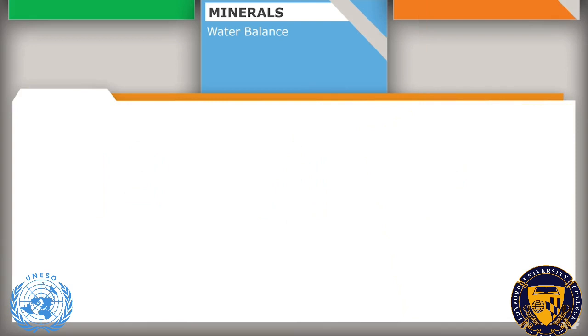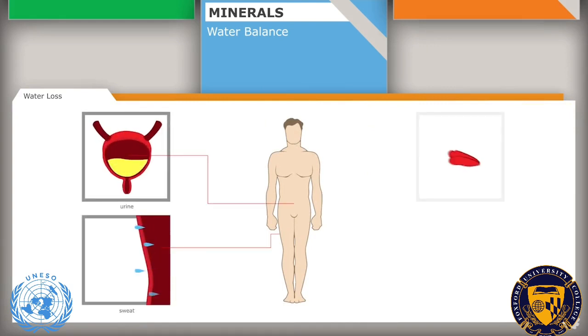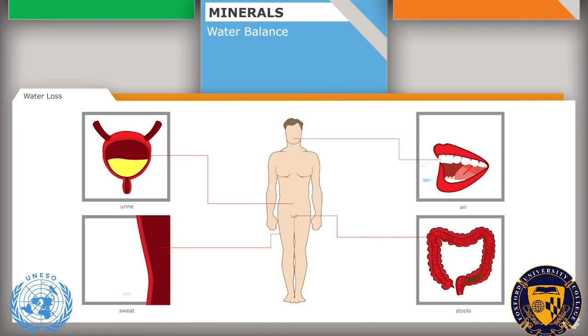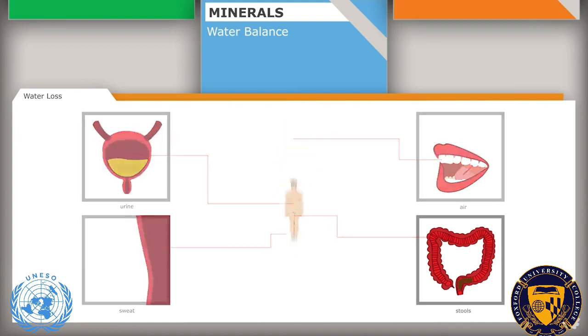Water loss. Our bodies lose water mainly via 4 routes: urine, sweat, exhaled air, and stools. The loss of water through each of these routes can vary a lot depending on the circumstances. Excess water loss can lead to dehydration if not compensated for by increased water intake.